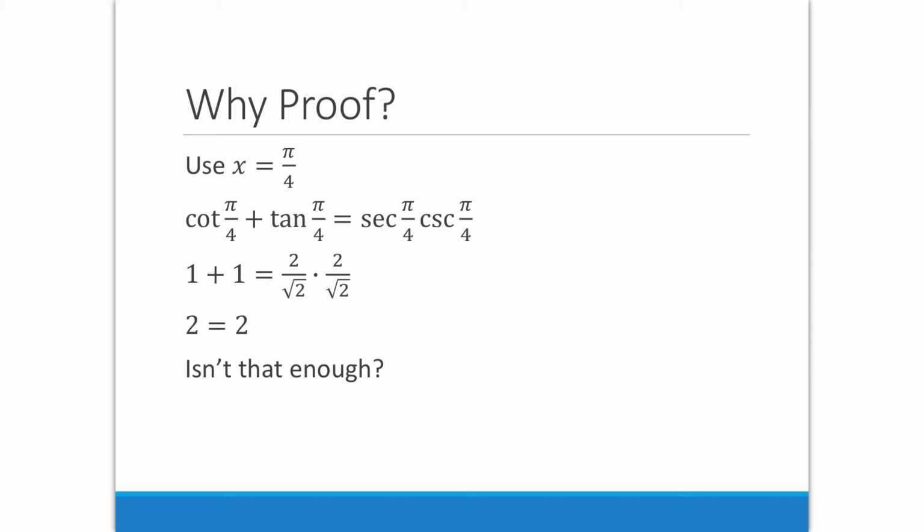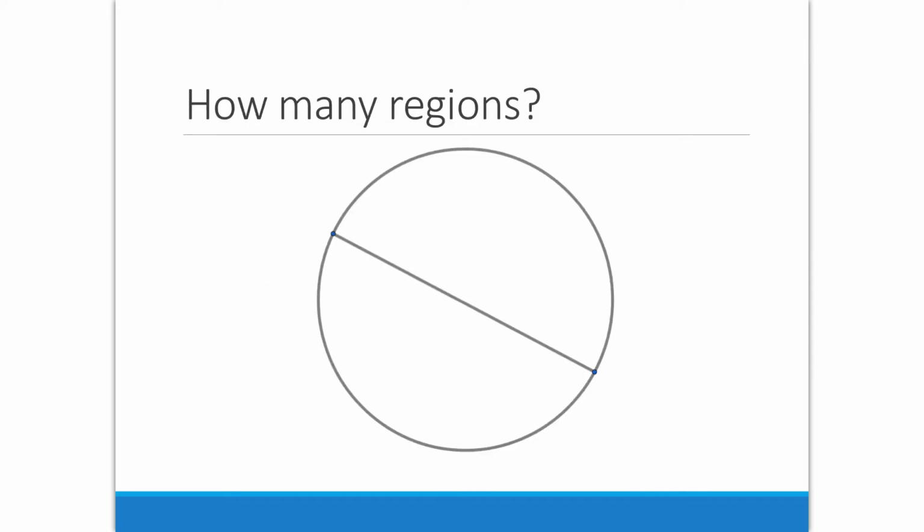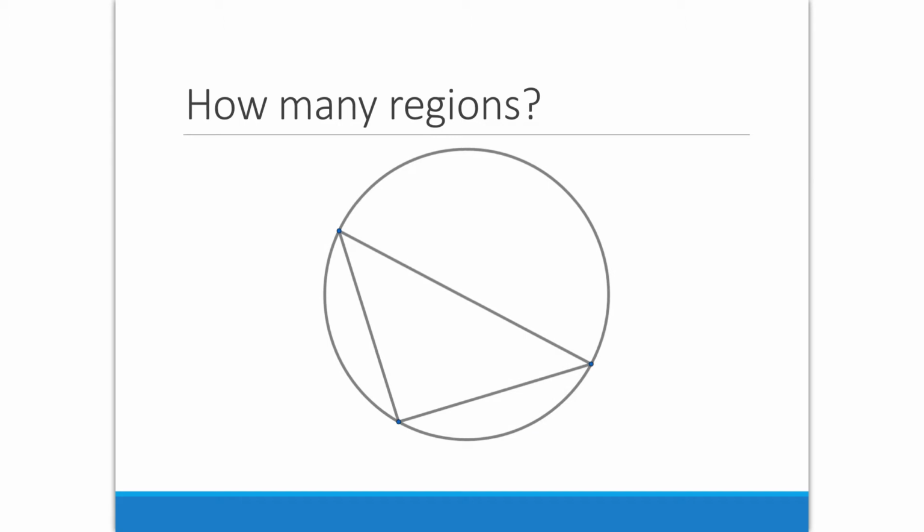Now, let's take a look at a bit of a different problem. How many regions do you count in this circle? So, we've got 1, 2. All right. Let's go ahead and add another point and then connect the lines. How many regions do you count now? Well, 1, 2, 3, 4.